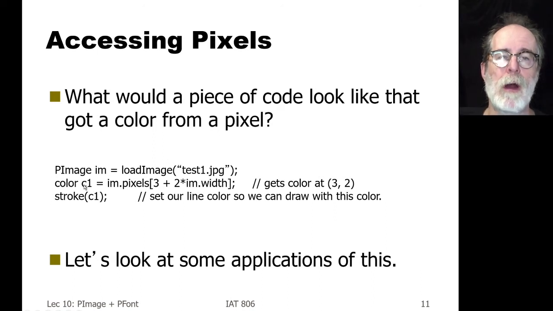You can just shove the c1 that we've got here, that is a color type, into calls that ask for color as a parameter. So stroke(c1) uses the color that you've picked out of that particular pixel as the stroke color for further calls. And so I'll show applications of this as we move forward in the lecture today.